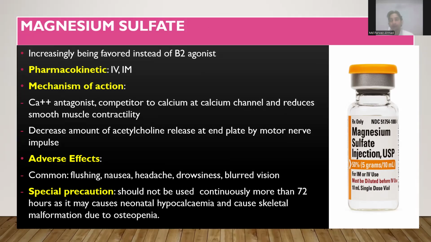And it also has an additional mechanism. It decreases the amount of acetylcholine released at the motor nerve impulse. Adverse effects like flushing, nausea, headache, drowsiness, blurred vision. And you can't use this drug for more than 72 hours, because if you use it for more than 72 hours, it may cause neonatal hypocalcemia.